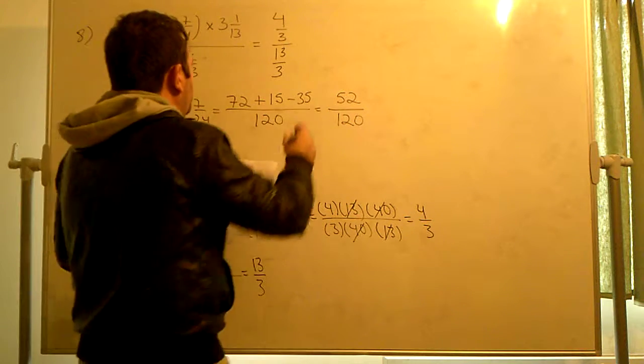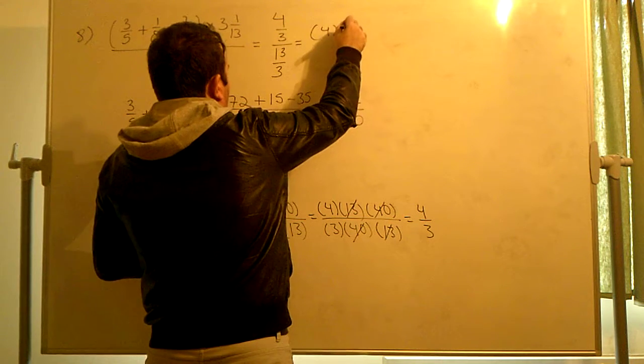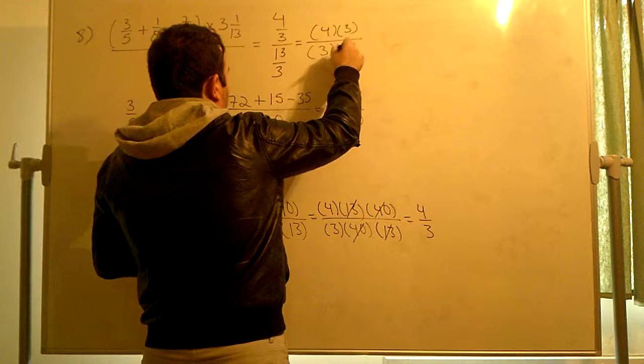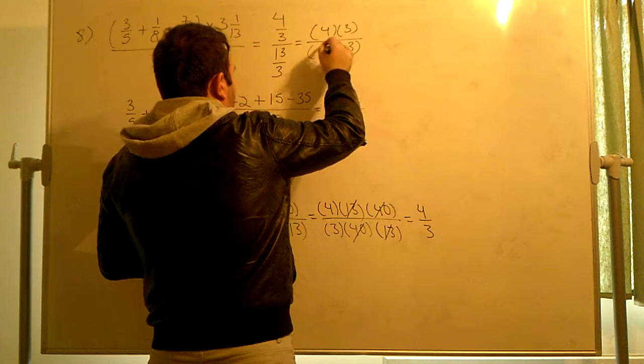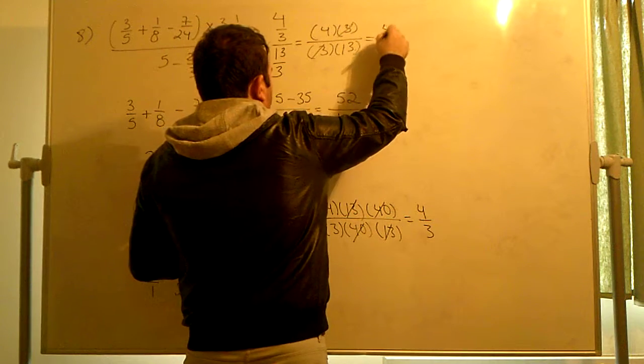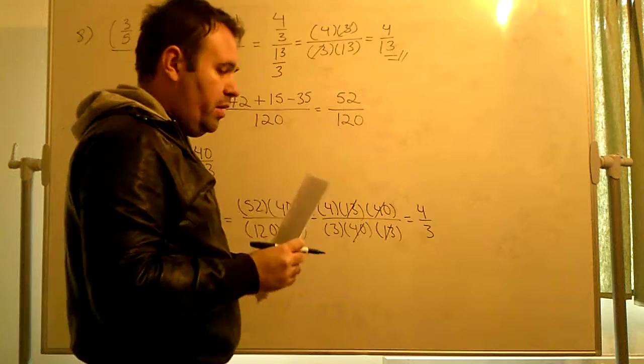So now I'm going to multiply the extremes. So this would be 4 times 3 divided by 3 times 13. Now 3 divided by 3 is 1, and then we would be left with 4/13, which cannot be simplified any further.